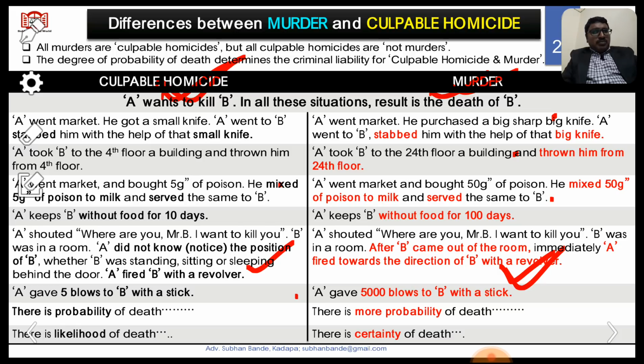There is more probability to cause death under this condition. There is a probability of death. There is a likelihood of death. There is certainty of death.